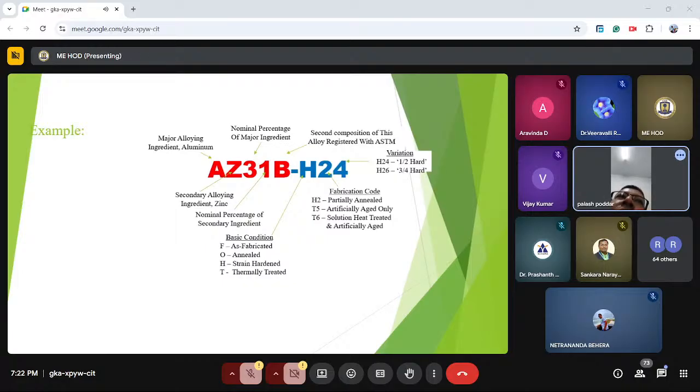So this is the first part of the AZ series and its T6 treatment. T6 is basically as cast, then the T4 treatment, then it will be aged artificially, and that is called T6.